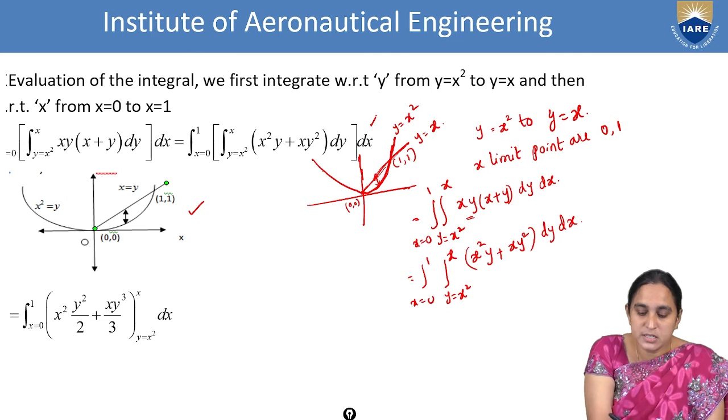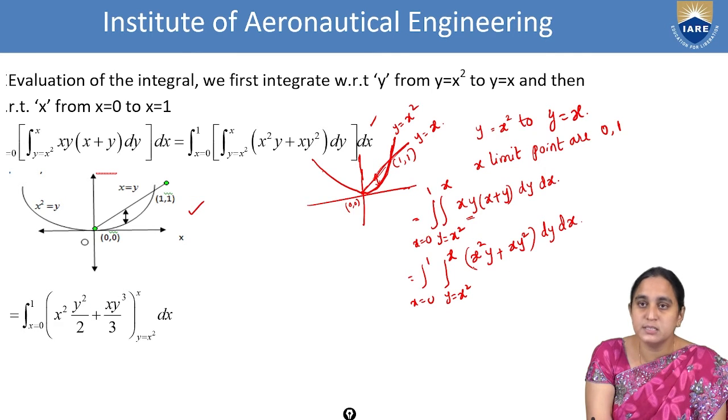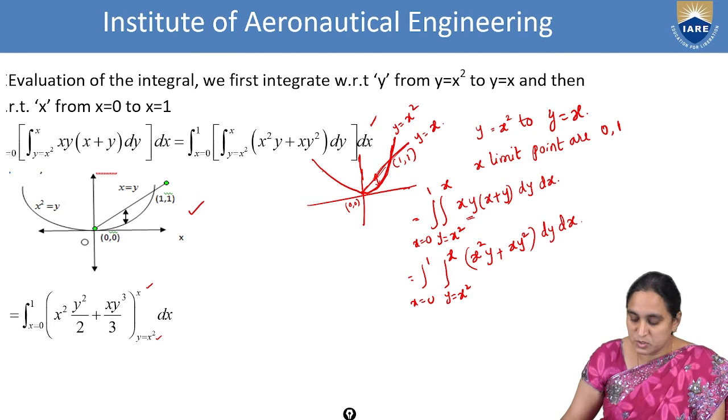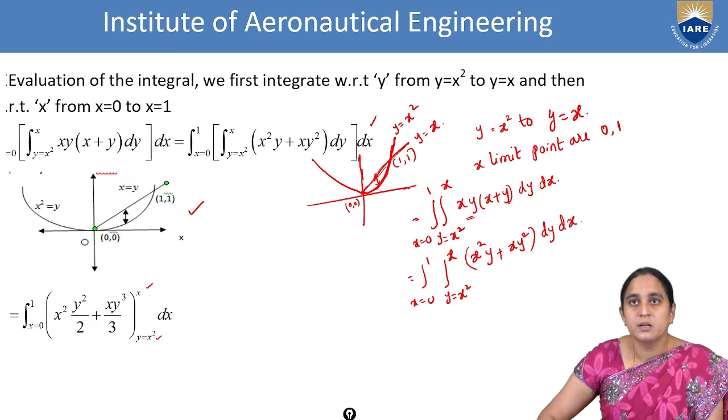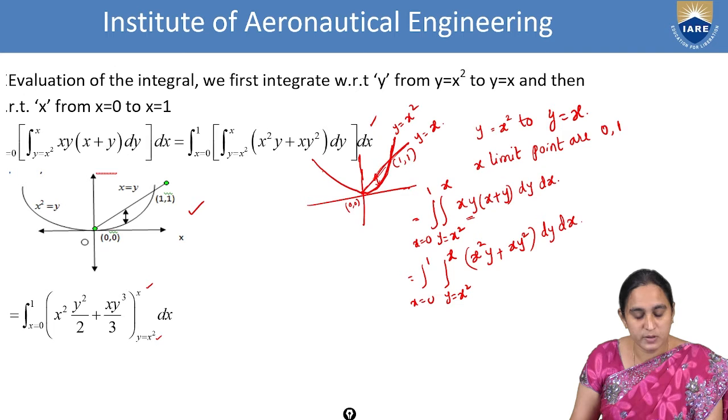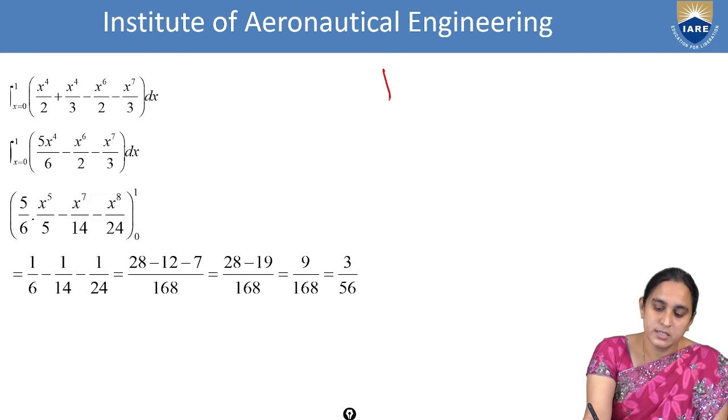First integration with respect to y means x² is constant with respect to y. Therefore the y integration is y²/2, plus x, which is constant with respect to y, times the integration of y², that is y³/3. The limit points are y = x² and y = x. Now substitute the limit points, that is y = x and y = x².